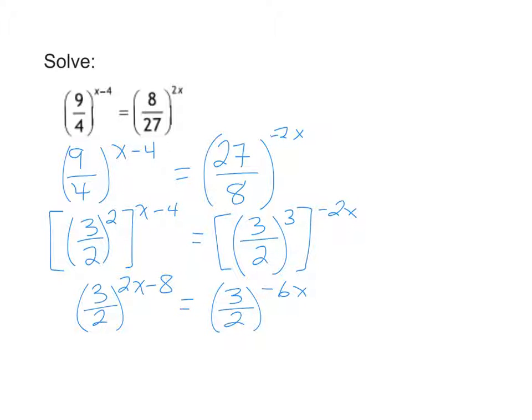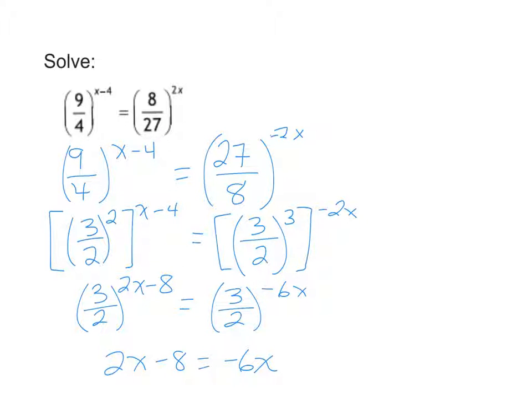And then it's easy. Get rid of the bases. 2x minus 8 equals negative 6x. And solve that for x. So usually once you get the bases the same and the exponents simplified, it's fairly easy. That's just another linear equation to solve.